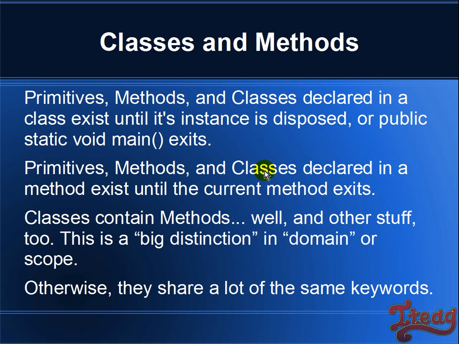Primitives, methods, and classes declared in a method exist until the current method exits. So this has to do with locals, because a method just does something and then it exits, because a method exists on the stack. The class will exist on the heap and in static, when it's needed, and then it's disposed of, and this is always on the stack. So classes contain methods, and other stuff too, like other classes and primitives. But this is the big distinction in the domain or scope, and how long the data lasts. Otherwise, they share a lot of the same keywords.